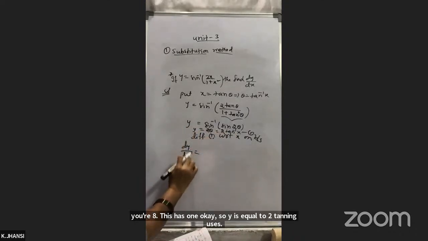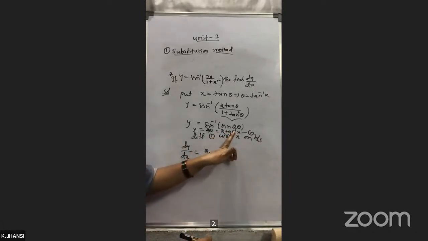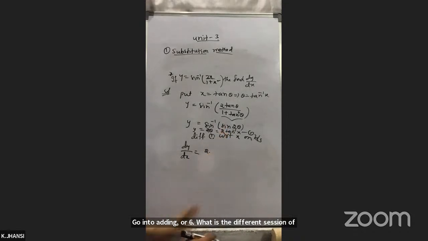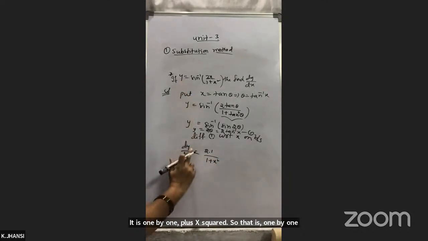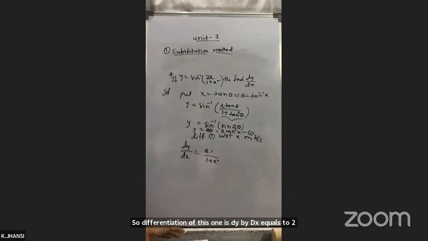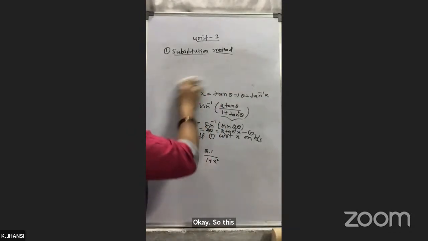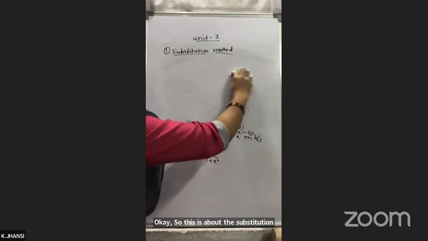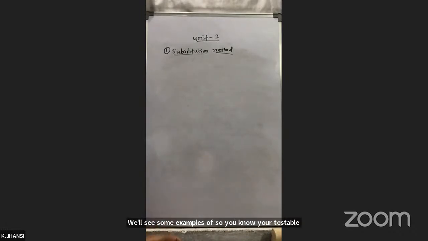If you differentiate, you will get dy by dx equals 2 into the differentiation of tan inverse x. What is the differentiation of tan inverse x? It is 1 by 1 plus x square. So dy by dx equals 2 by 1 plus x square. Like this, you have to convert it into a simple form and then do the differentiation. So this is about the substitution method. In your textbook, other questions are also given based on this. Let's go to the next one.